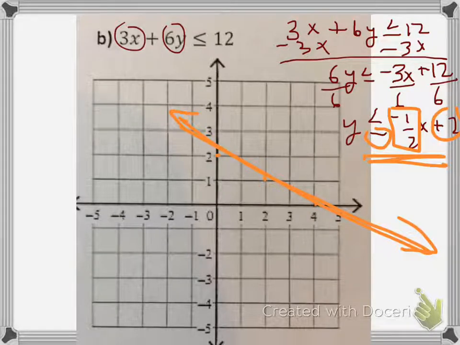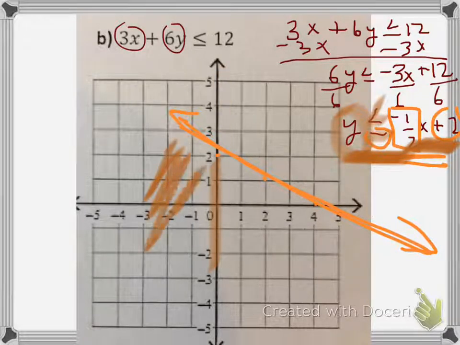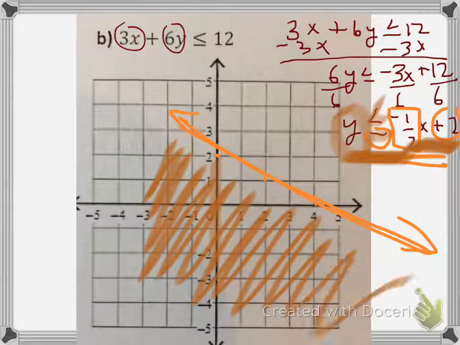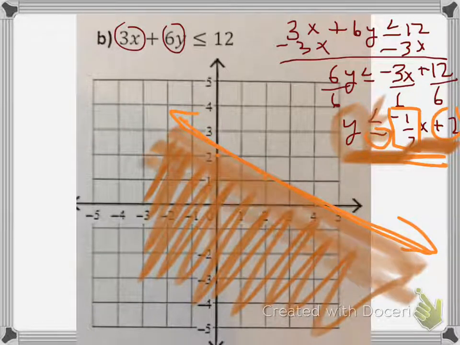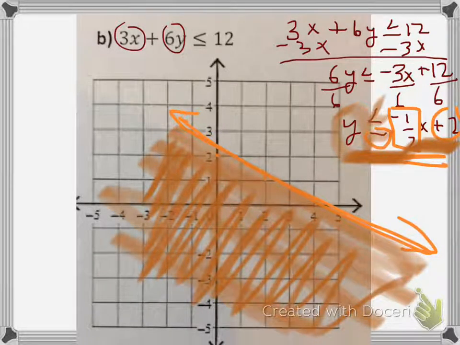And then I have to decide if I'm going to be shading above or below that line. So again, I like to come over here and read this. It says my y's are less than or equal to the line that's drawn. So are my y's less than, below, or less than, above that line that I just drew? Well, they're less than below, so I'm going to shade below this line right here. So my actual solution is the shaded area down here.